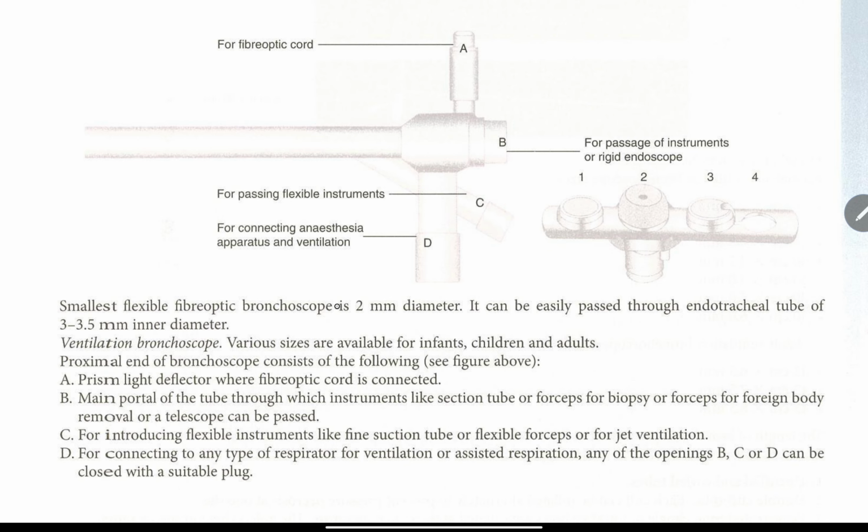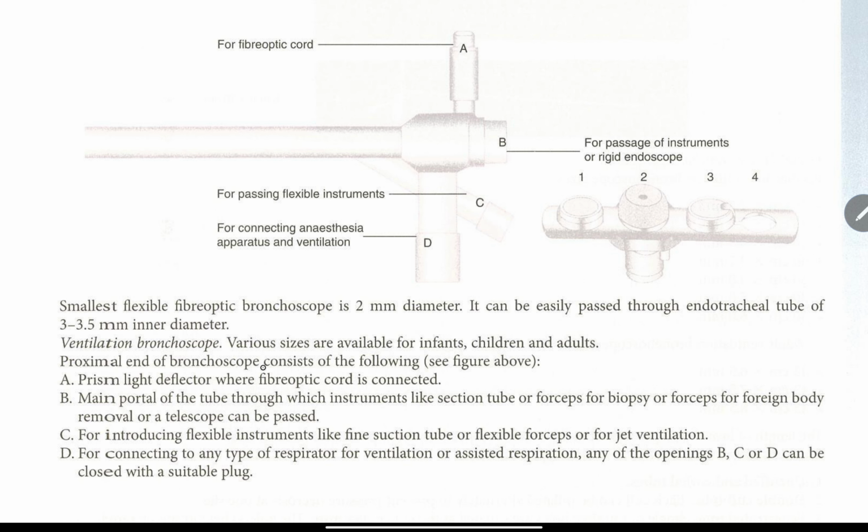Smallest flexible fiber optic bronchoscope is 2 mm diameter. It can be easily passed through endotracheal tube of 3 to 3.5 mm in diameter. Ventilation bronchoscope. Various sizes are available for infants, children, and adults.